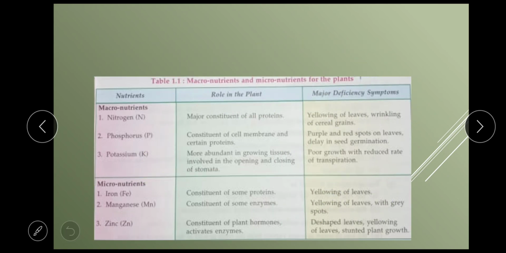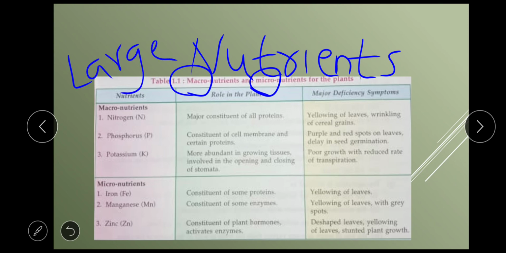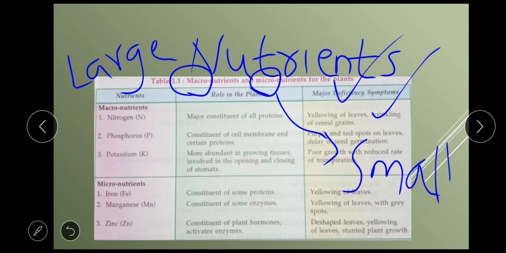Next, the last part is about the nutrients. Now plants need different nutrients. Some are macronutrients and micronutrients. Macro means they are needed in large quantities, and micro means plants need them in small quantities. But all these nutrients are important. If a plant doesn't get the nutrients, it may get some diseases. So let's understand what these are.